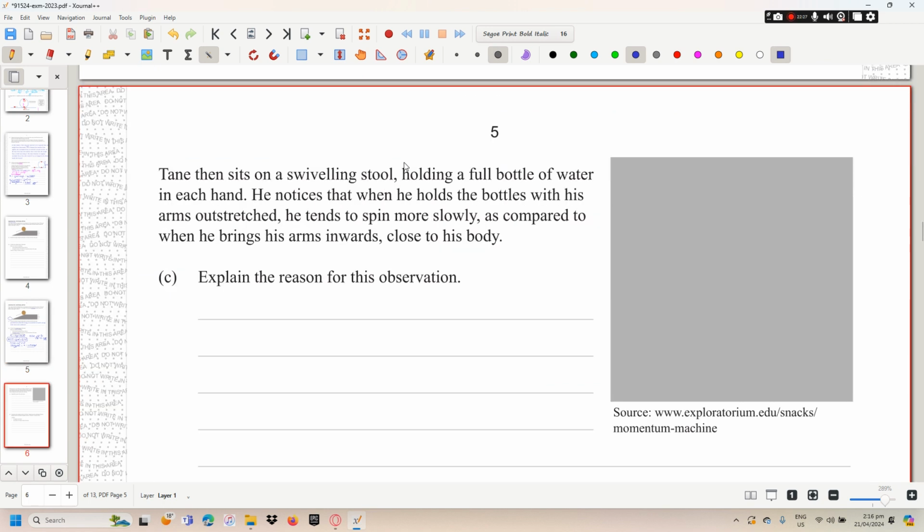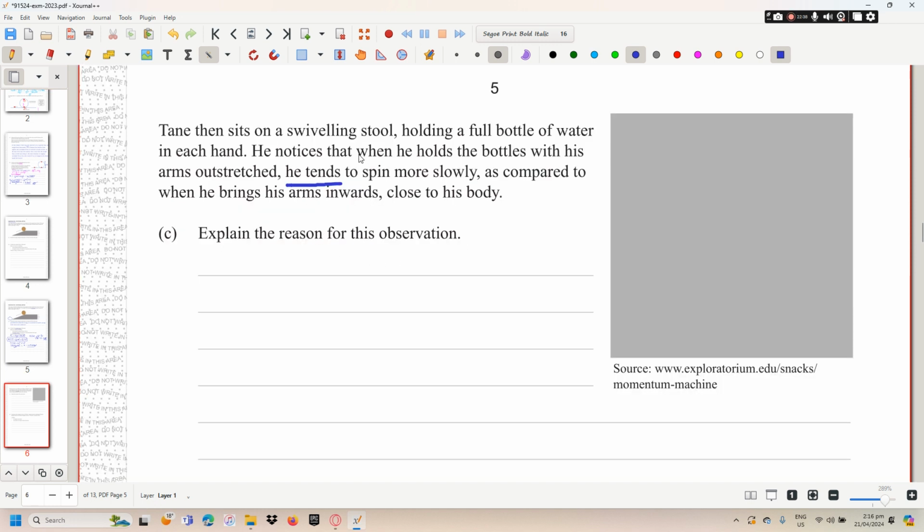Holding a full bottle, you notice that when he holds the bottle with his arms outstretched, he spins more slowly. I don't know why it says he tends to spin more slowly; he does spin more slowly would be a better way of putting it. So, Tane, sitting on a swiveling stool, holding a full bottle of water in each hand, notices that when he holds the bottles with arms outstretched, he tends to spin more slowly. Okay.